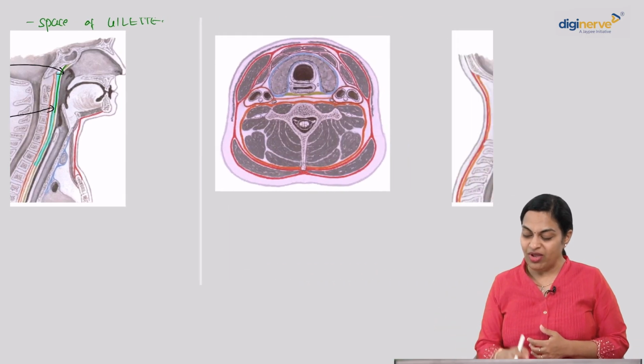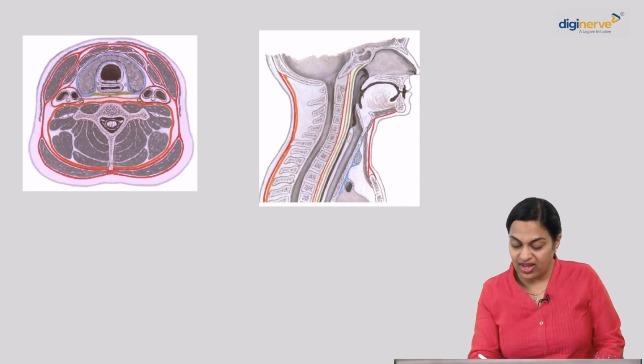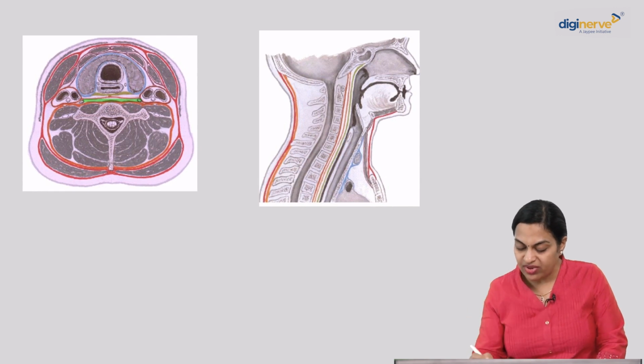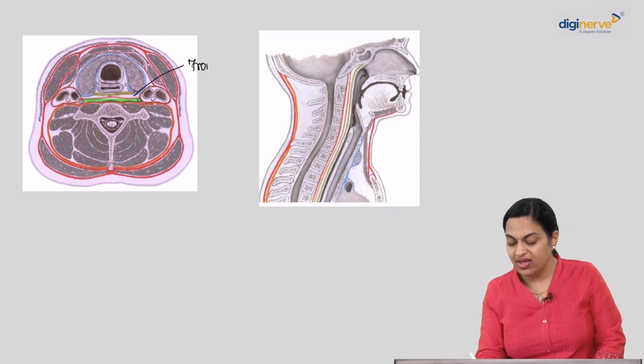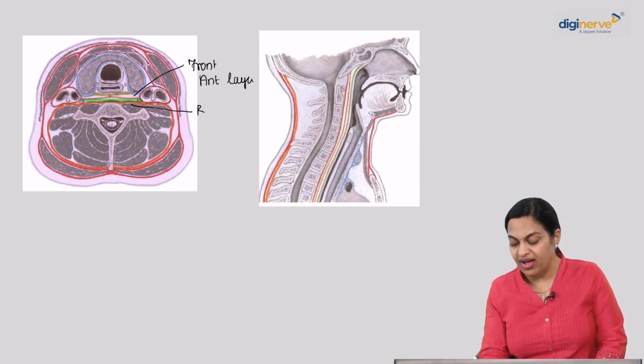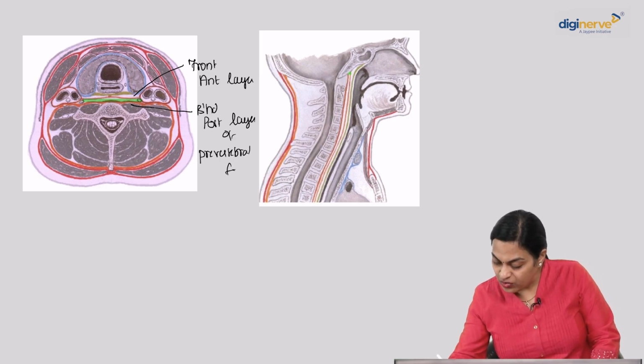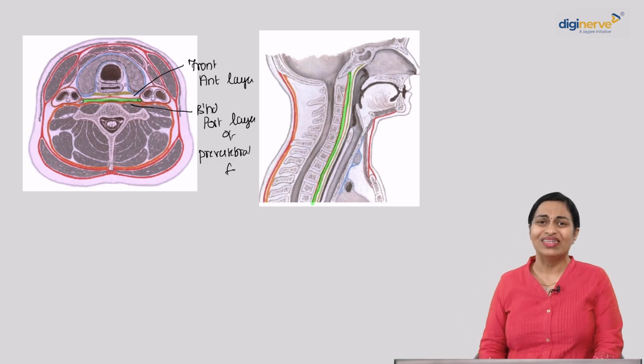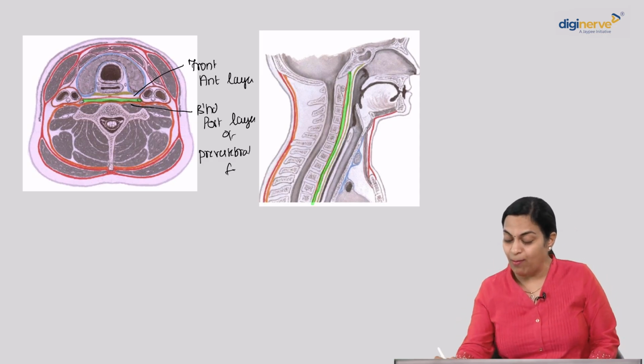Now coming to another important space, I'll shade it in. So this one here, you can tell me the boundaries. In front by the anterior layer of prevertebral fascia and behind by the posterior layer of prevertebral fascia. This space I can show you here also, between the anterior and the posterior layer. So this space above is limited by the base of the skull.